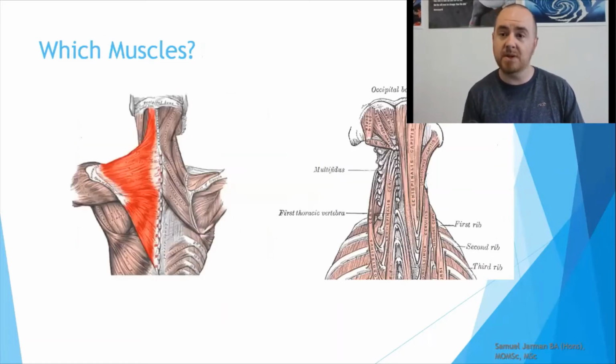Which muscles are we talking about here? So if we're looking on the back side, we're talking about the trapezius, the levator scapulae. We're talking about semispinalis capitis and cervicis, splenius capitis and cervicis, longissimus capitis and cervicis.